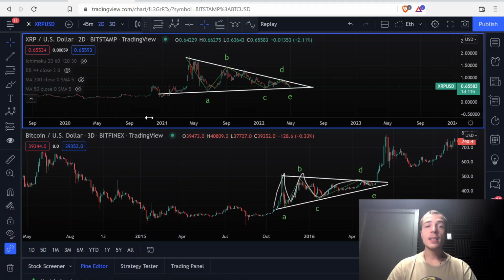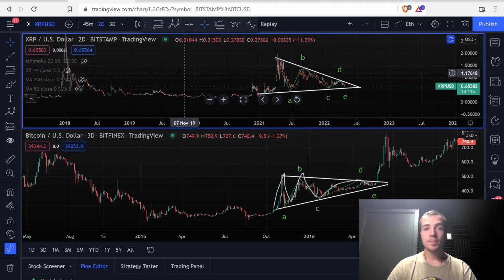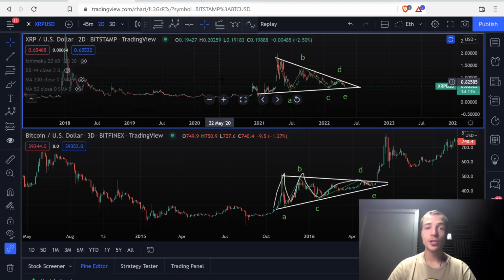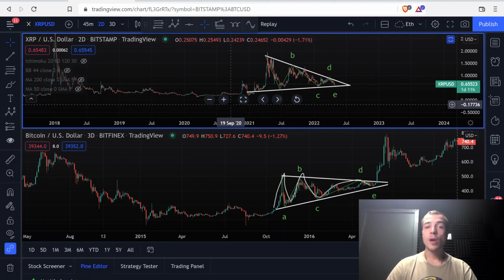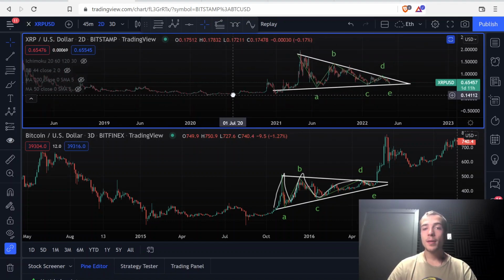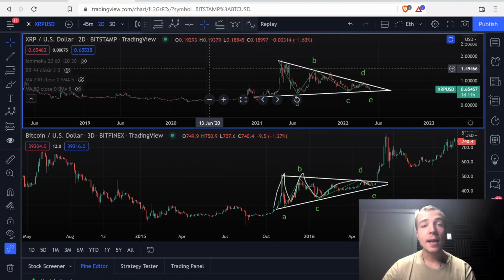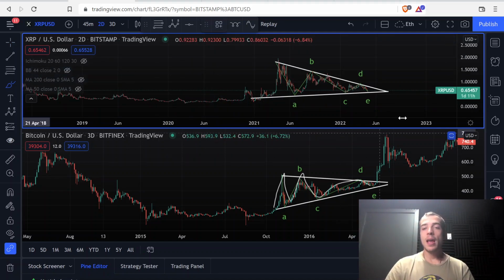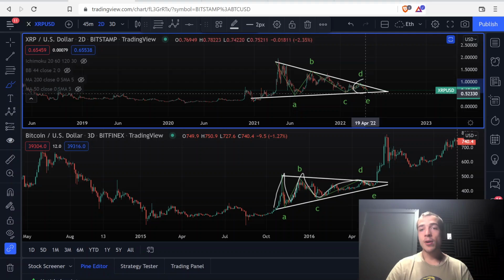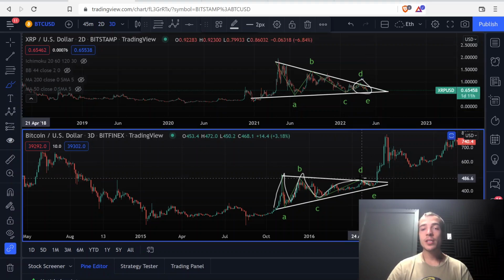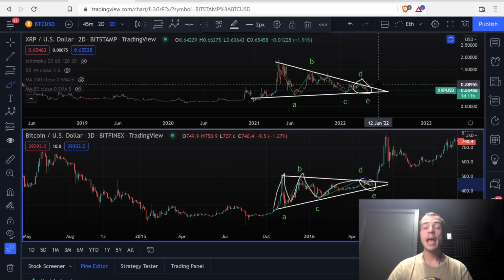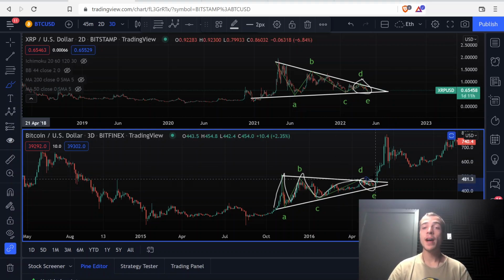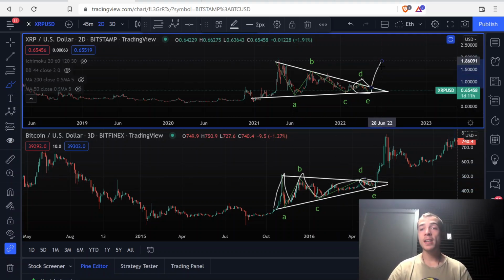That is exactly what XRP has done. The same sideways consolidation, the same ABC correction, the same triangle pattern, almost the exact same time frames, like year for year. And what do we see? It's falling down onto the E wave, just as Bitcoin did, in the apex of the triangle, meaning the final point, whether it breaks bullish or bearish.